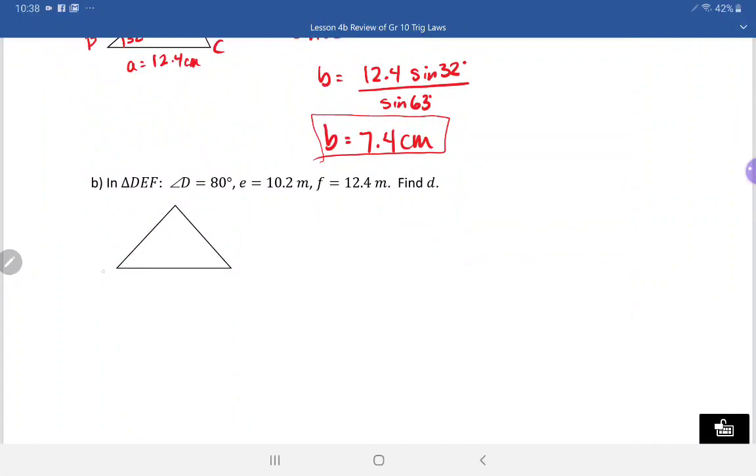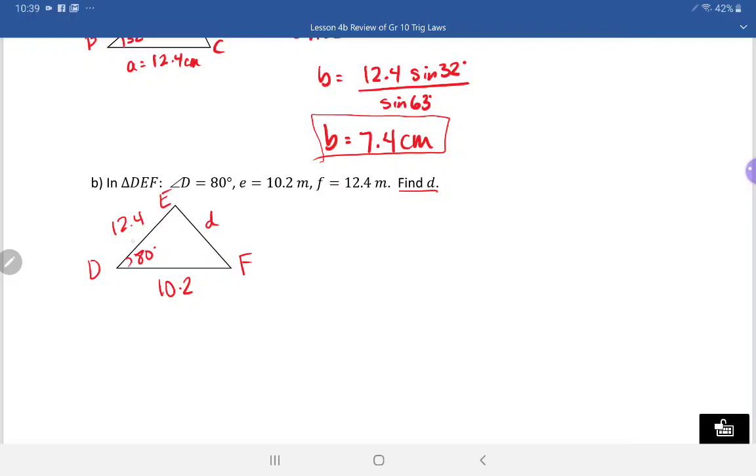In triangle DEF, let's go with D, E, F here, here, and here. 80 degrees is D. Again, that's definitely not to scale. That's okay. Side e is 10.2 and side f is 12.4. And our goal is to find lowercase d, so this is the one we don't know. In this case, we don't have a complete pair. We have 80 degrees, but we don't know the side length that goes across from it. We have 10.2, we don't know the angle that goes across with it. And we have 12.4, we don't know that angle that goes across with it.